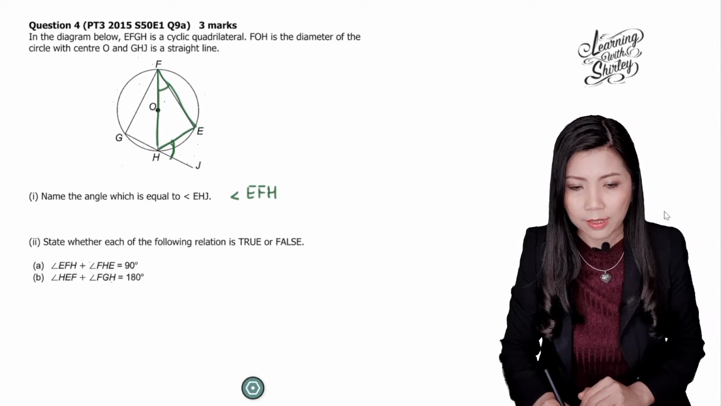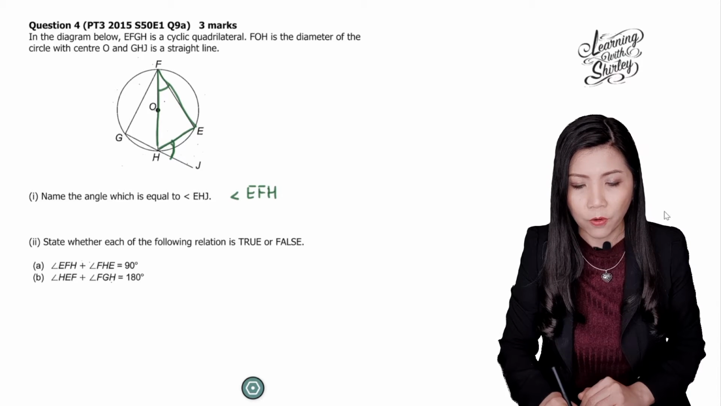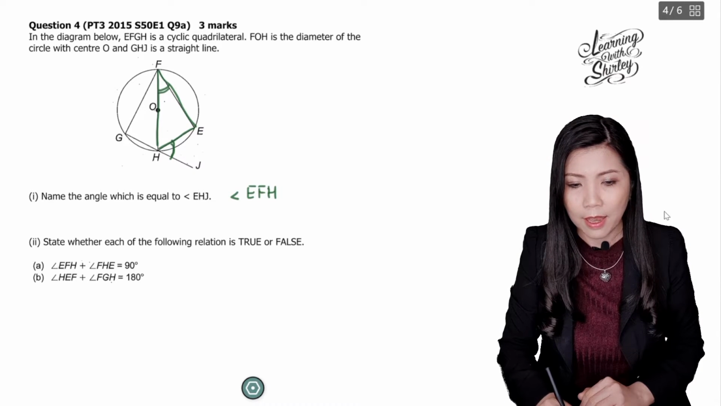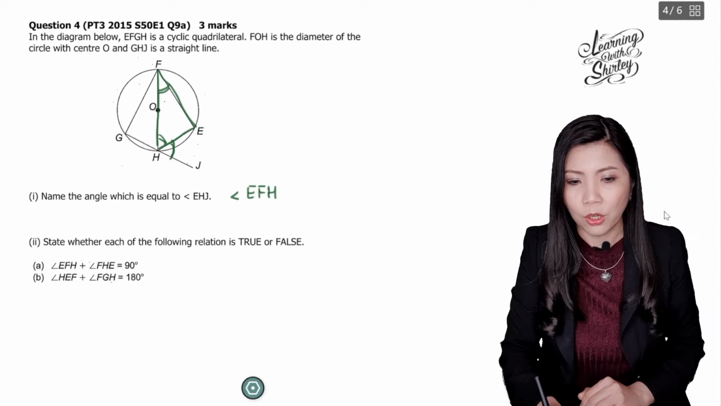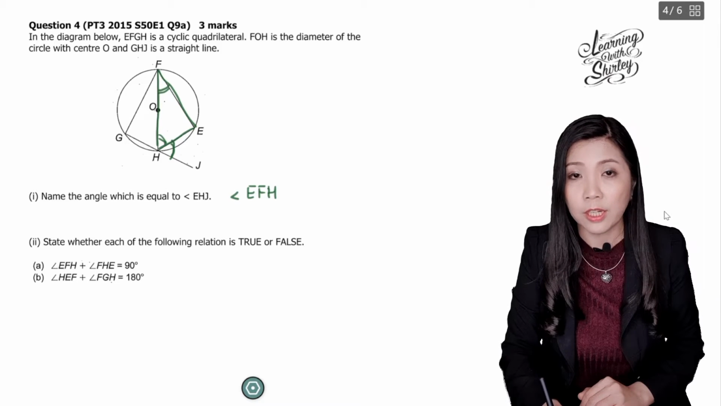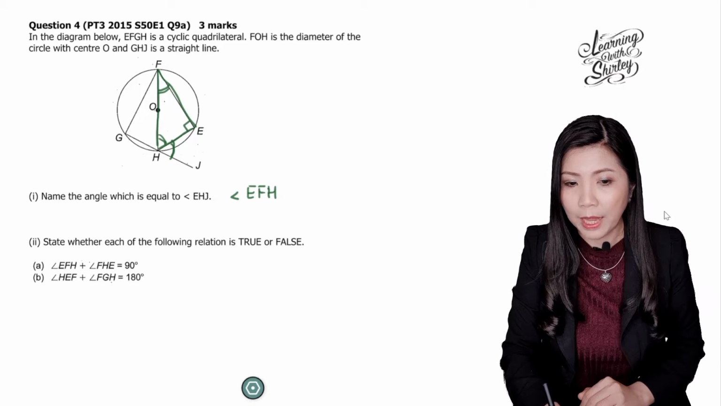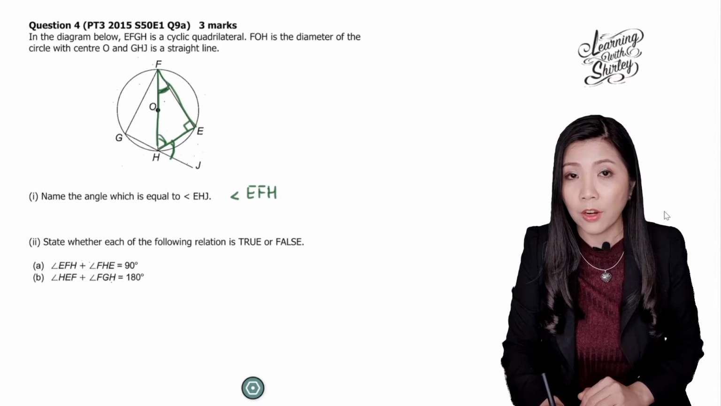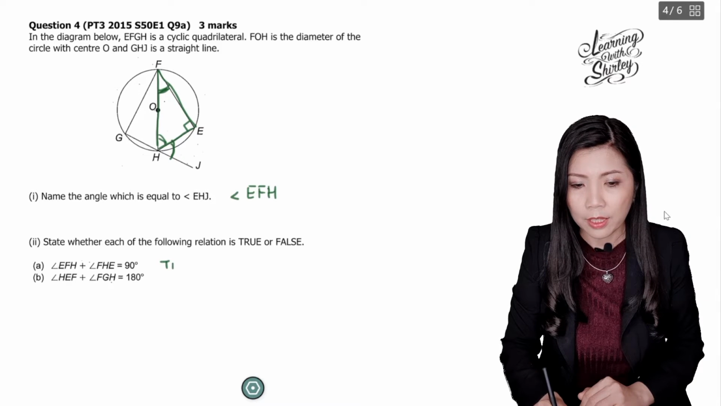Number 2: state whether each of the following relations is true or false. For A, angle EFH, which is here, plus angle FHE, here, is 90 degrees. Because FOH is a diameter, this angle is 90 degrees. So if I add EFH plus FHE, it is 180 minus 90, which gives 90. Therefore it's true.